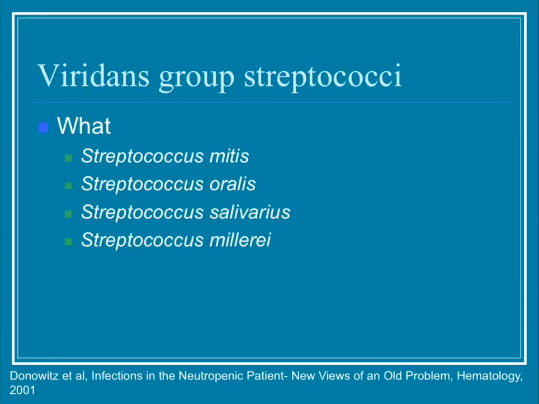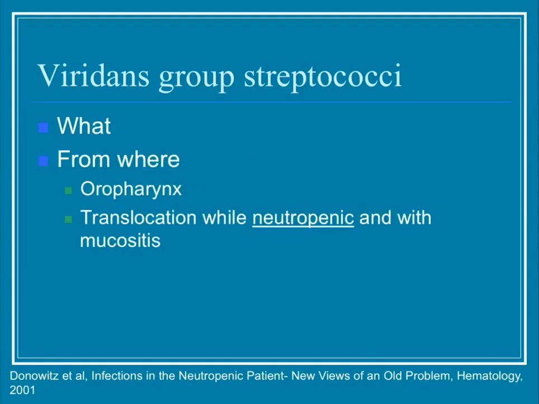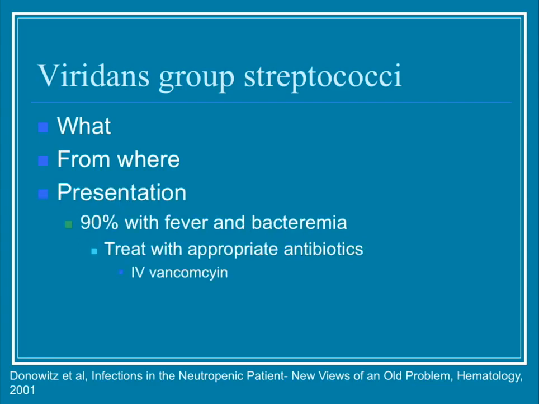So, one of the more dangerous issues in our patient population is Viridans group streptococci. It comes in many flavors, as you can see there. And it comes from the oropharynx. Traditionally, for us, this is translocation while neutropenic, and you have mucositis. Though the last couple cases I had, there's actually no mucositis in the mouth. It was all about the esophagus, so it can be tricky.